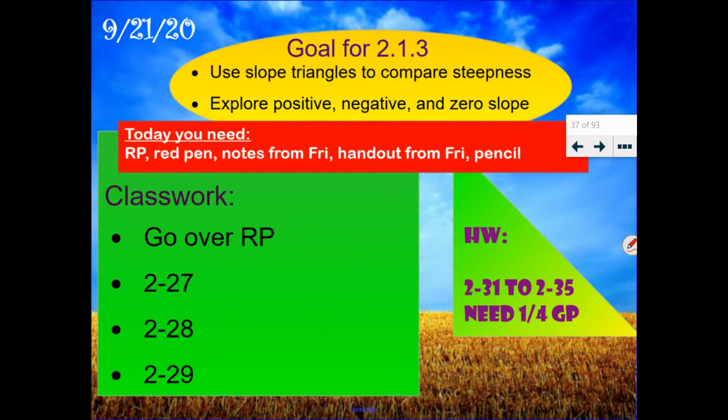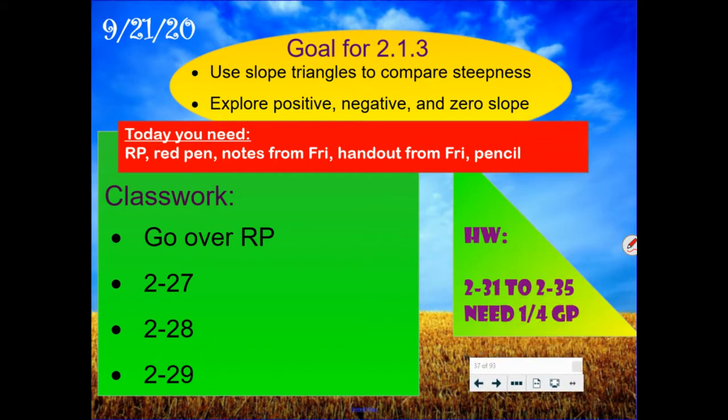213, we're going to finish lesson 213. It is a little different. I know we've never really tried doing a full lesson online, but hopefully you can handle it, okay? You do need your review preview from Friday. Red pen, notes from Friday, handout from Friday, all that stuff.